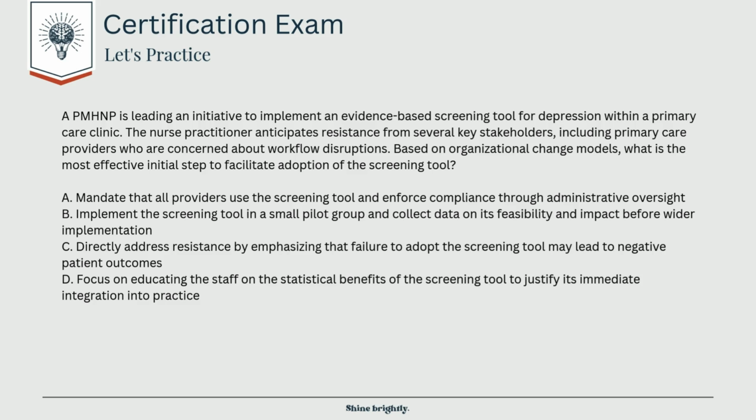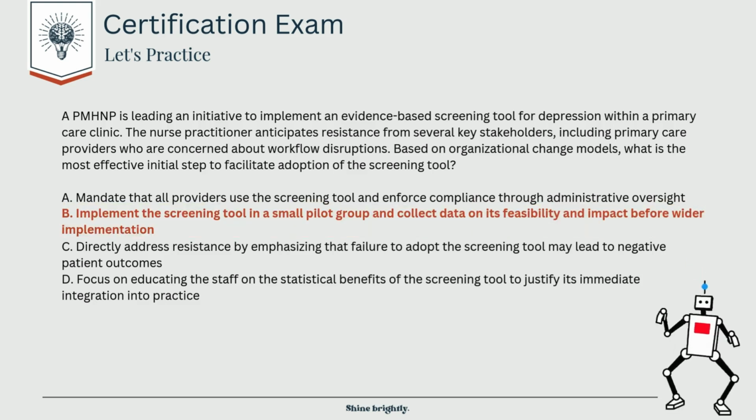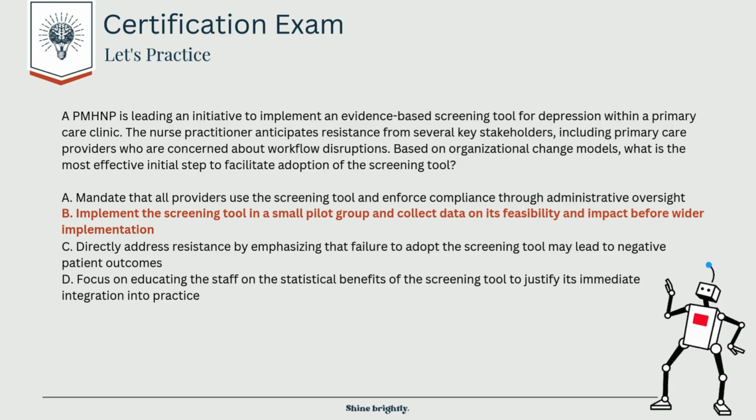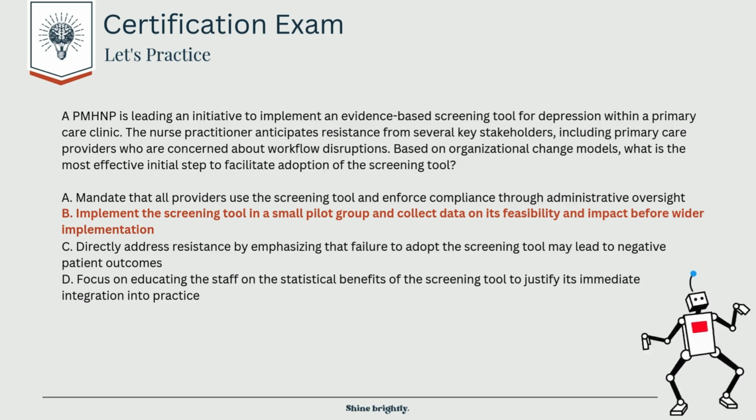When implementing evidence-based practice, simply telling people to do something is not enough, especially when there's concern about workflow disruptions. So the key to successful change is stakeholder engagement, pilot testing and evaluation, and adapting implementation strategies based on feedback. So what's the most effective first step? All right, if you chose B, implement the screening tool in a small pilot group and collect data on its feasibility and impact, you nailed it. So let's break it down.